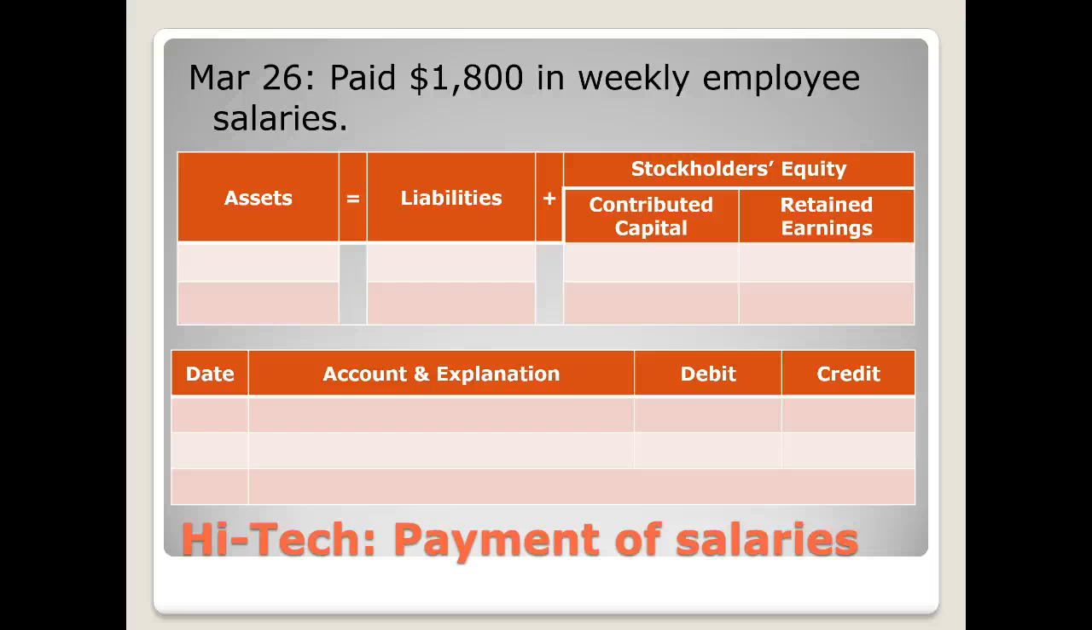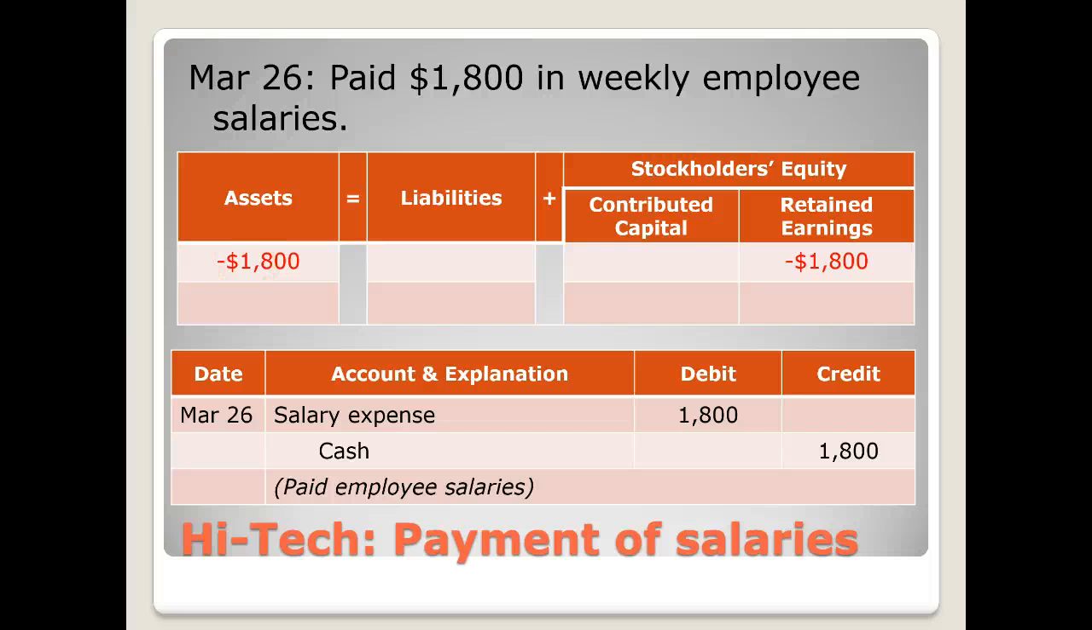Transaction number 10. The company is going to pay $1,800 in weekly employee salaries. What's going to be happening here? Well, we're going to assume they're paying cash, which means there's going to be a decrease in the asset account for cash. When they pay weekly employee salaries, what actually is going to be happening is a decrease to retained earnings because we're going to be having an expense. An expense decreases net income, which decreases retained earnings. Any decrease in retained earnings is going to be a debit, and the decrease in assets is going to be a credit. So let's look at how this happens.